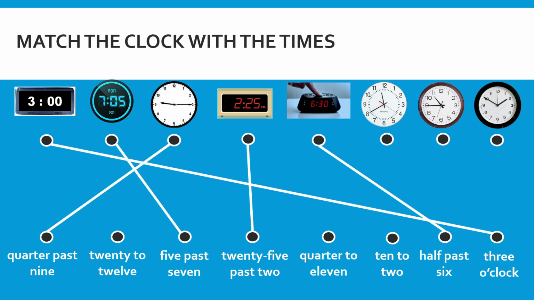Next, 11:40. The answer should be 20 to 12, which means there are another 20 minutes to reach 12 o'clock. In BM, we say it as 20 minit untuk sampai pukul 12. Next picture, 10:45. The answer should be quarter to 11. 10:45, which means there are another 50 minutes to reach 11 o'clock. 50 minutes equals to a quarter. Therefore, we can say it as a quarter to 11.